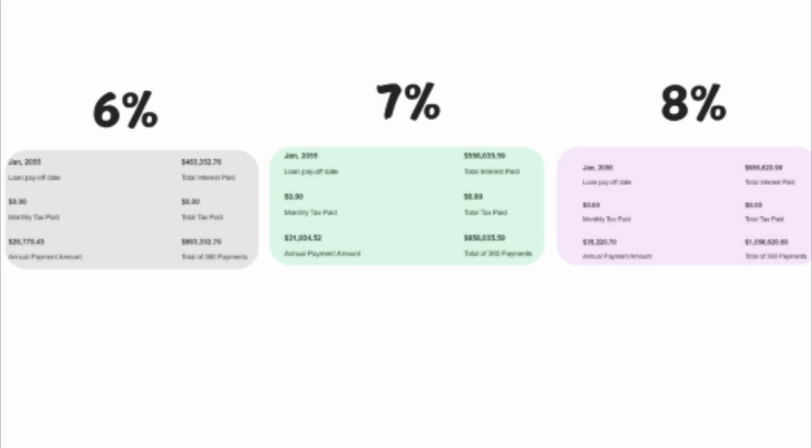Now, with a 7% interest rate, you're going to pay $558,000 over 30 years. What this means is that you're going to pay an extra $90,000 from a 6% interest rate to a 7% interest rate. Now, as we go to 8%, the total amount is going to be $656,000. It means that from a 7% interest rate to an 8% interest rate, you're going to pay close to $100,000 more.